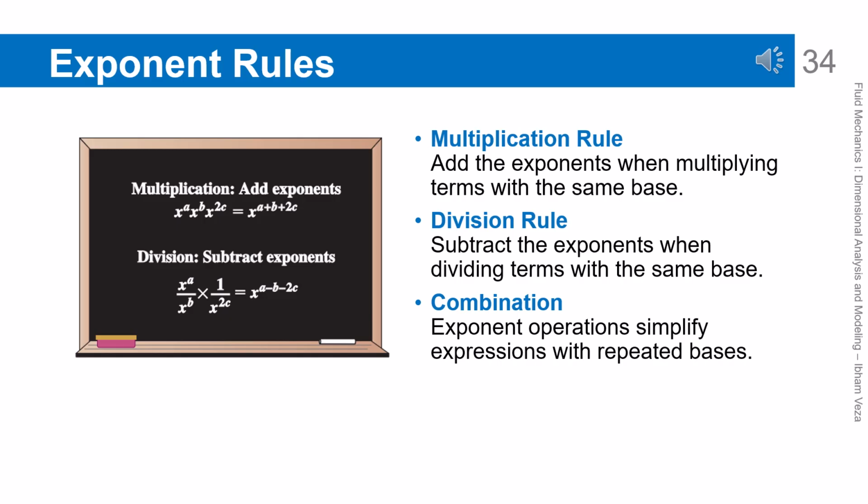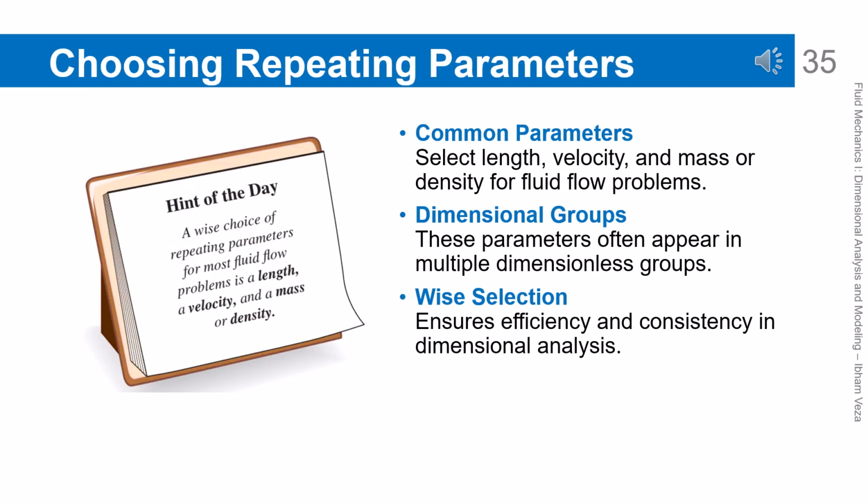Small mistakes in exponent manipulation can produce incorrect groups. Therefore, algebraic accuracy is crucial in dimensional analysis. Choosing repeating parameters usually involves length, velocity, and mass or density in fluid flow problems. These parameters often appear in many dimensionless groups.